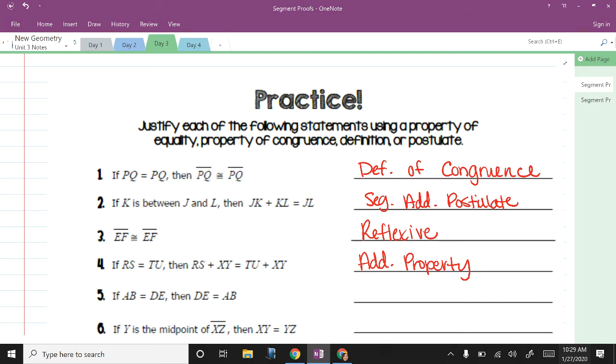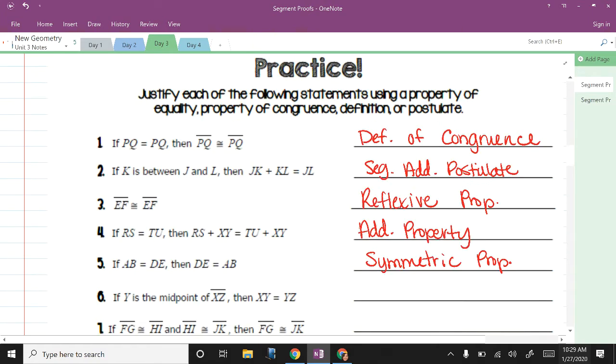All right, number 5 says if the length of AB equals the length of DE, then the length of DE equals the length of AB. What says that? Symmetric. Very good. If we reverse the order, then that is always symmetric. Is that okay? I should put property, but if you don't, it's okay.